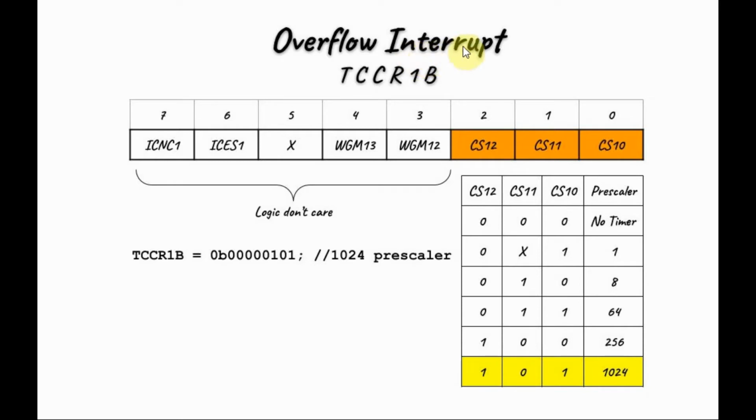For overflow interrupt, we need to program this timer counter control register for timer 1 by choosing the prescaler value as 1024. So the clock select bits are 101. Now the rest of these bits are not used in this example, therefore they are at logic don't care. And the C++ code would be this statement here.